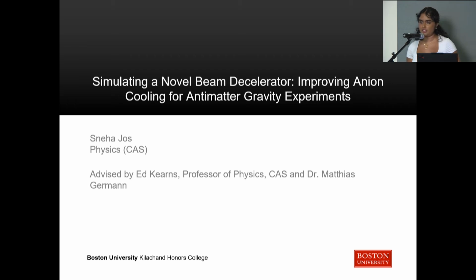So for my project, I am simulating a beam decelerator to improve anion cooling experiments, eventually to be used in antimatter gravity experiments. And I know these are a lot of words, but as we go through the presentation, I'll break it down and hopefully it'll make more sense towards the end.